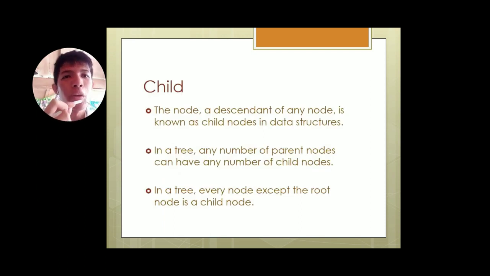Child. A descendant of any node is known as a child node in data structures. In a tree, any number of parent nodes can have any number of child nodes. In a tree, every node except the root node is a child node. So we say descendant, like kaliwat in a family tree.